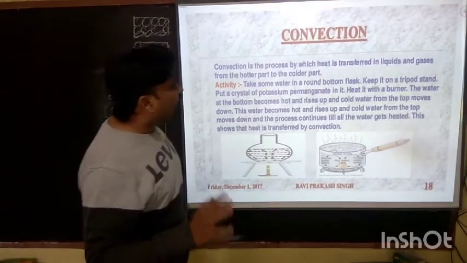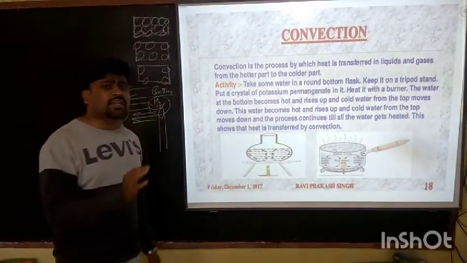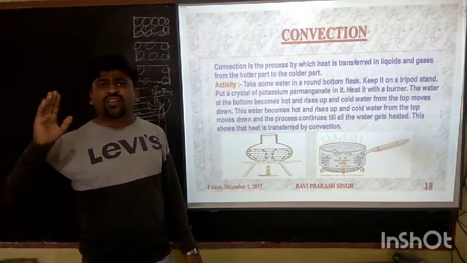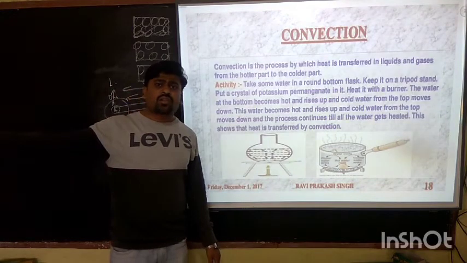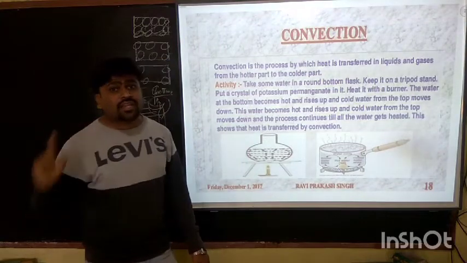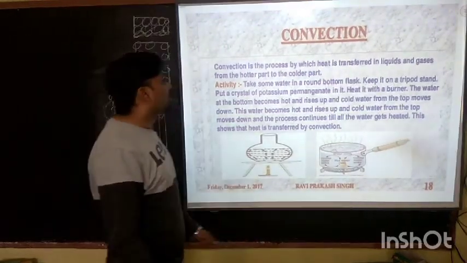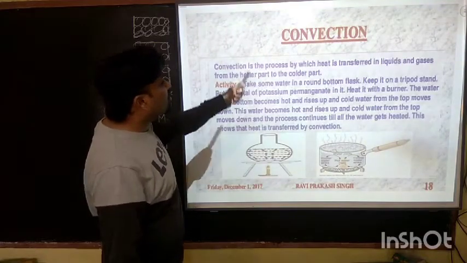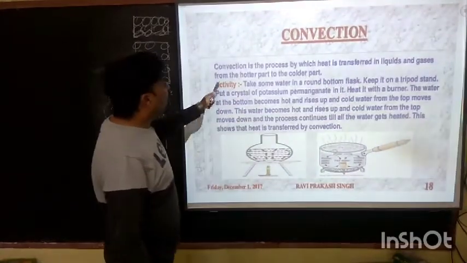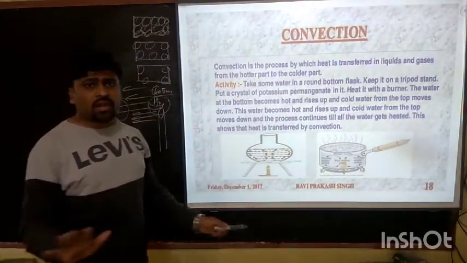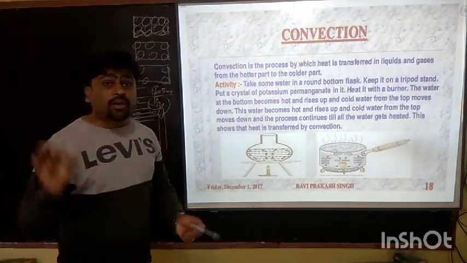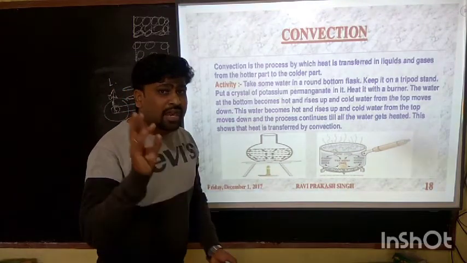But regarding convection, this kind of convection takes place in liquid and gas. Clear? Transfer of heat which takes place in the solid, that is what we call conduction. Transfer of heat which takes place in liquid and gas is called convection. Now listen here. Convection is the process by which heat is transferred in liquid and gas from the hotter part to the colder part.